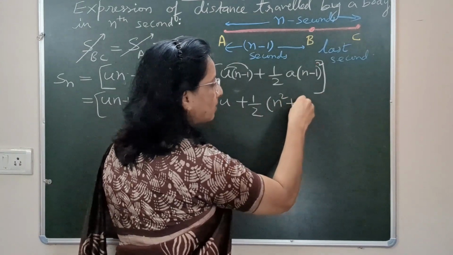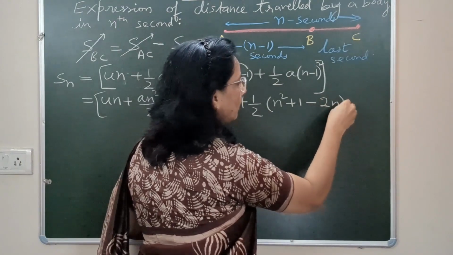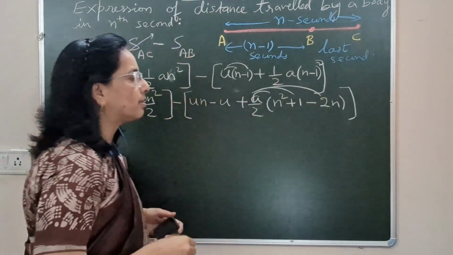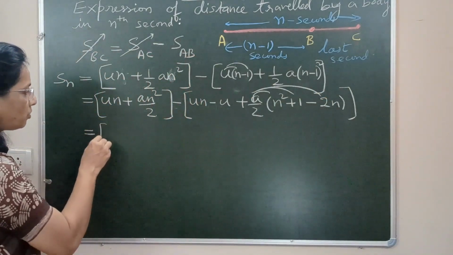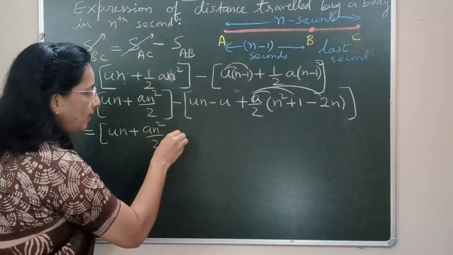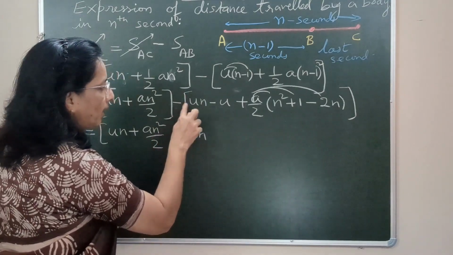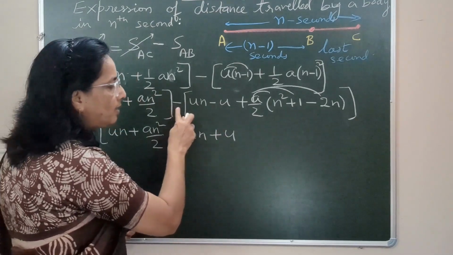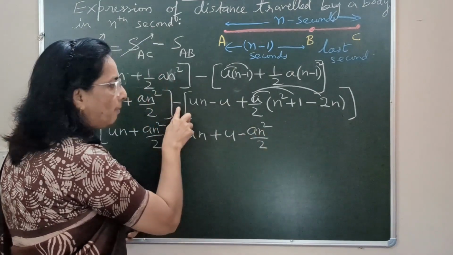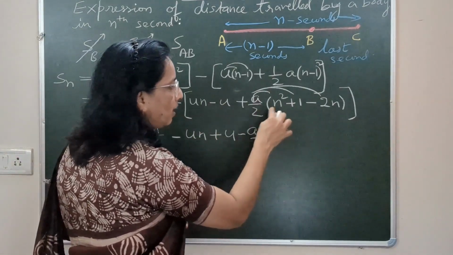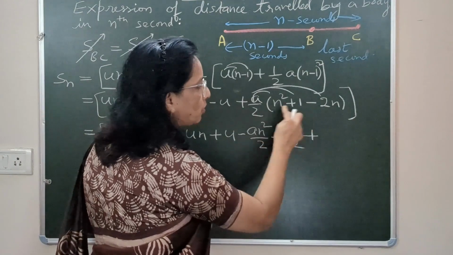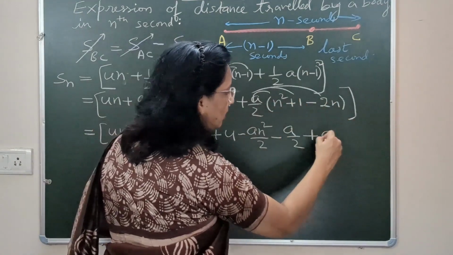So a square plus b square minus twice a into b. Now we will go for distribution. So a by 2 is distributed over the bracket. So this turns out to be un plus an square by 2 minus un minus of minus plus u minus of a by 2 times n square, that is minus an square by 2, minus of plus is minus a by 2 times 1 is a by 2, minus of minus is plus a by 2 times 2n. 2 cancel, so we are left with an.